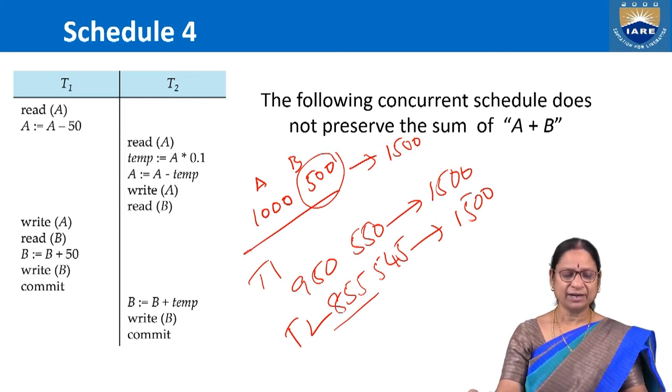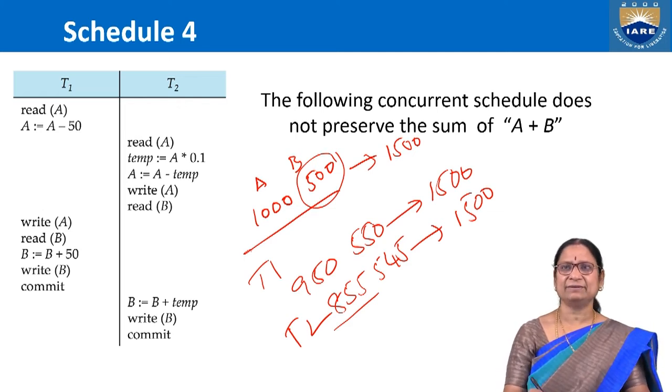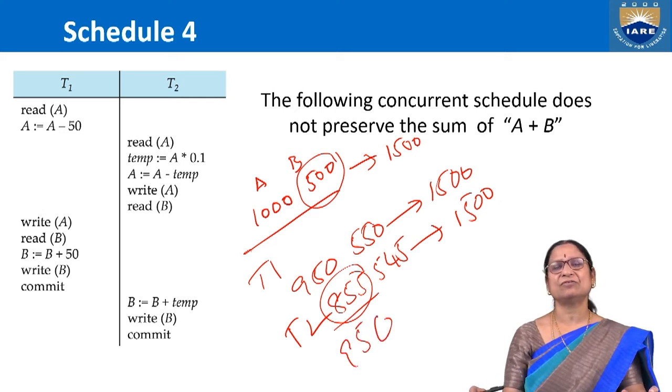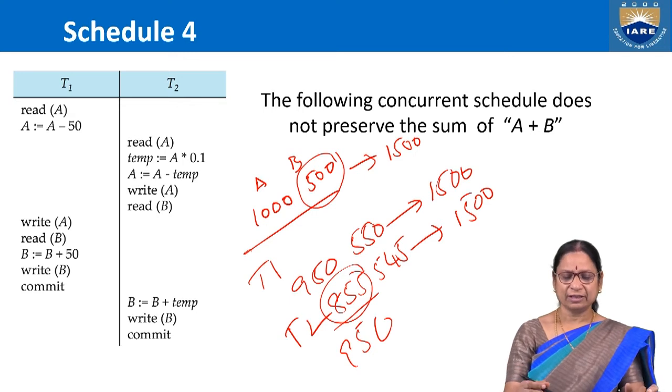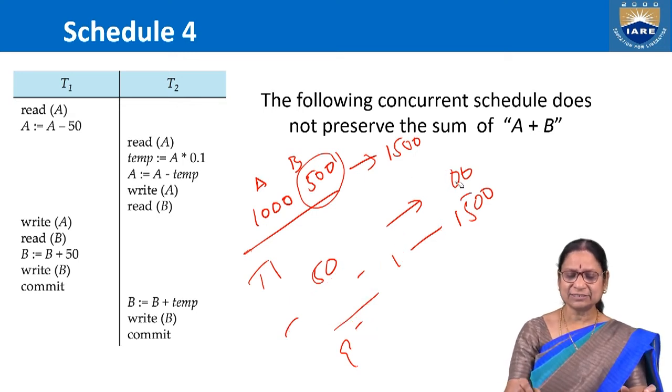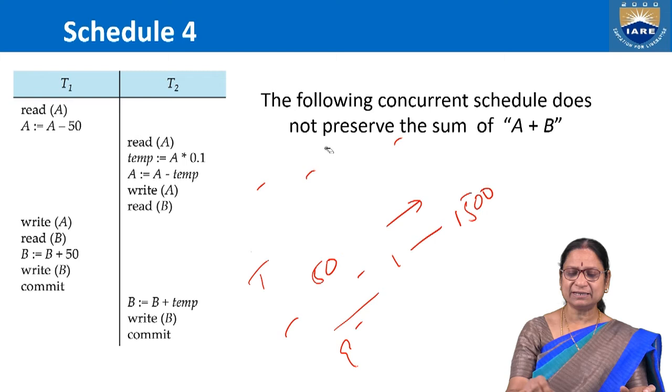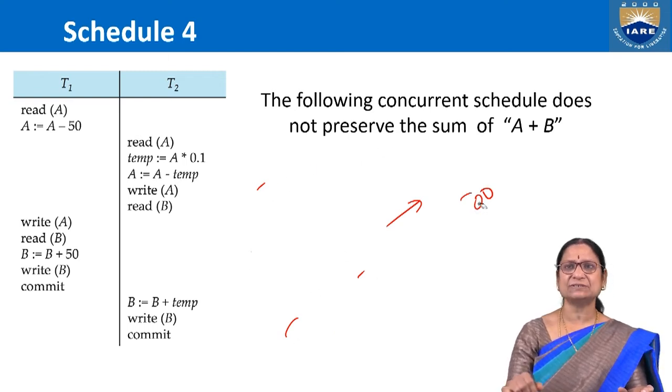So after writing A, again we are writing A in the second one. A of the first transaction is 950. This 855 becomes again 950, which is not a consistent one. So that means there are simultaneous concurrent transactions, that is, interleaving of the operations is considered.